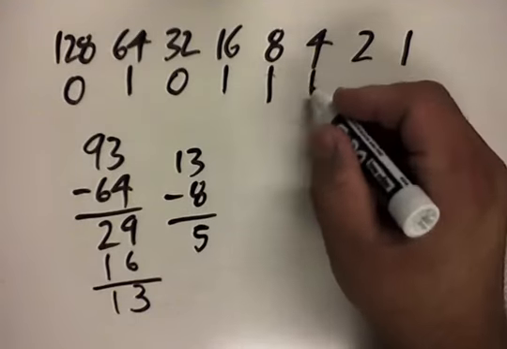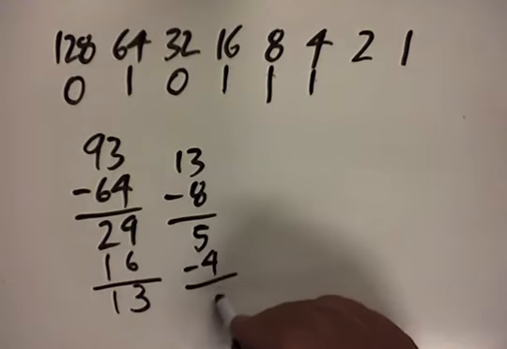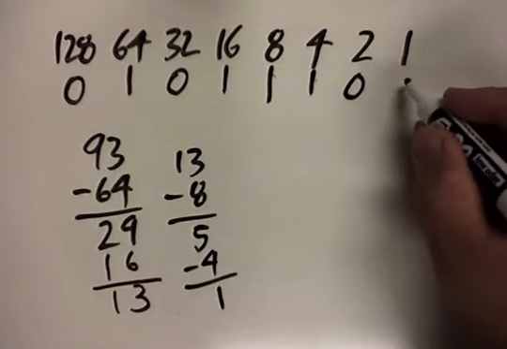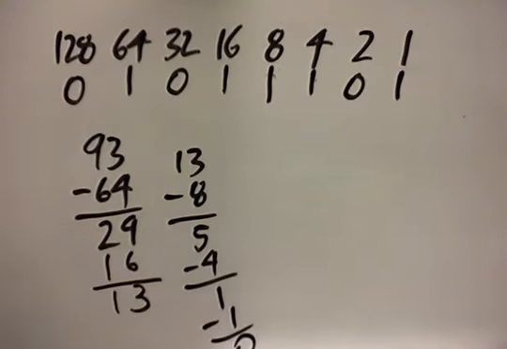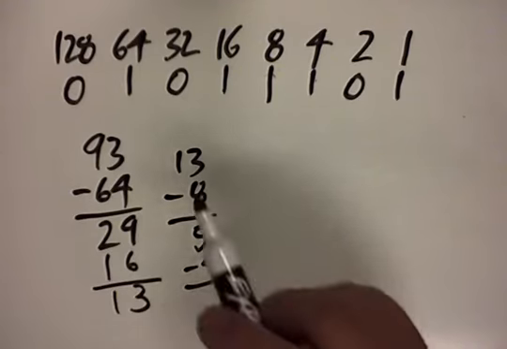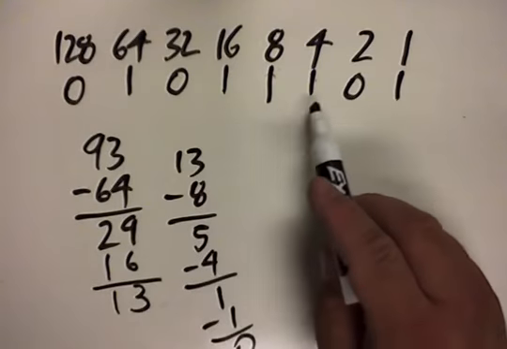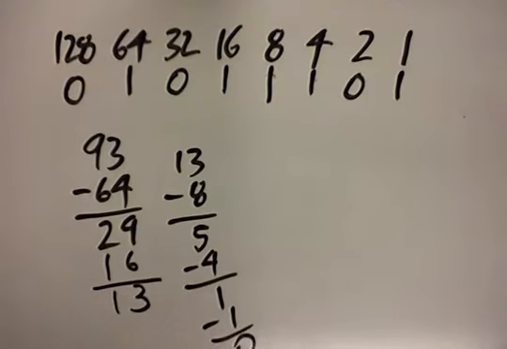I can subtract 4 from that. I'm left with 1. Can't subtract 2, but I can subtract 1. I'm left with 0 there. So my binary equivalent to 93 is 1, 0, 1, 1, 1, 0, 1.